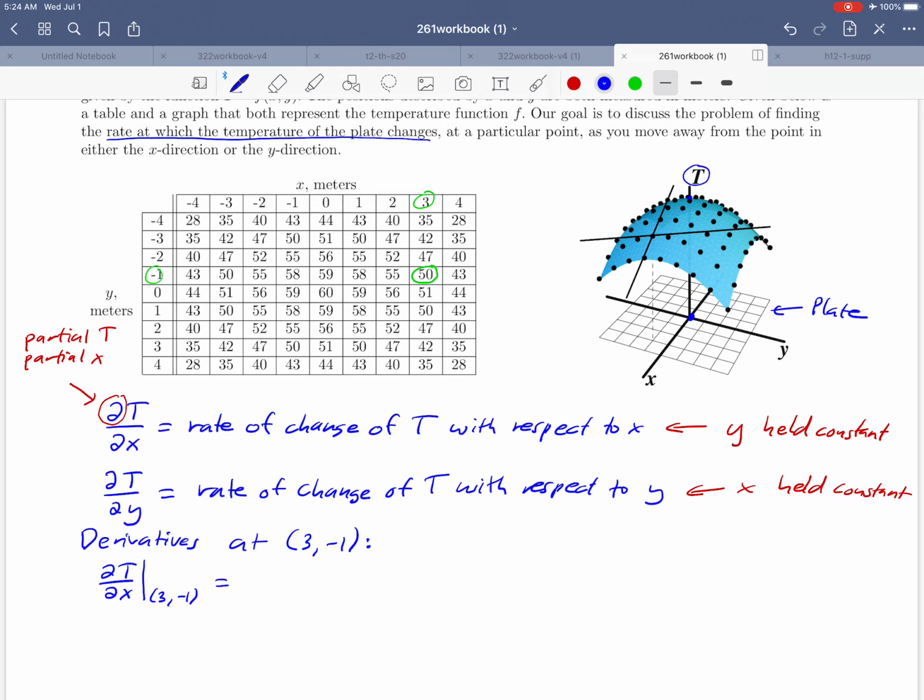So if we move in the x direction, we're talking about moving left to right. So we'd be looking at 55, 50, 43 as we move in the x direction. Notice that those temperatures are decreasing as we go left to right, so we would expect a negative derivative here. And to estimate a value, we're really looking for the change in temperature over the change in x.